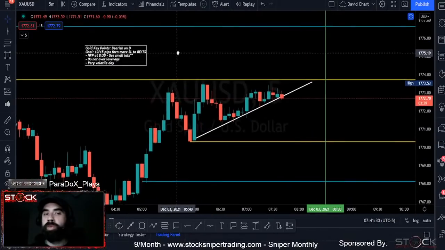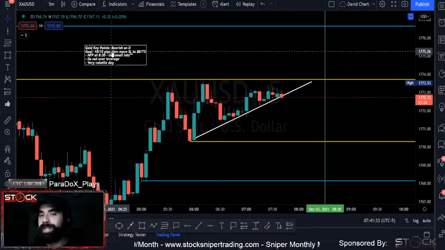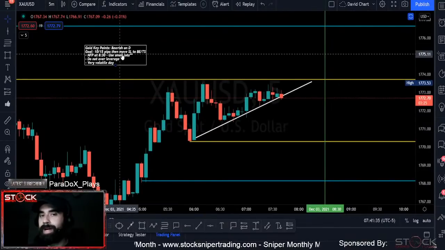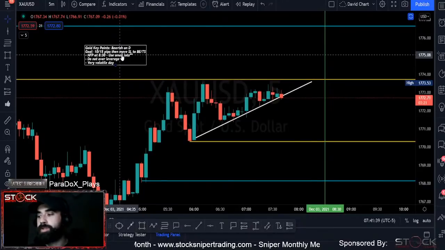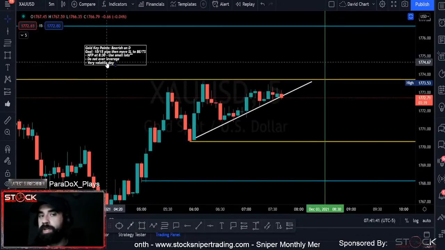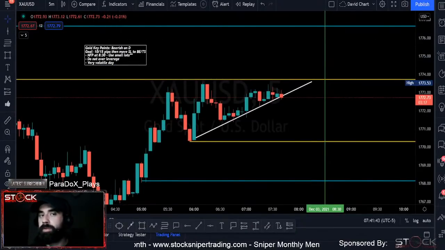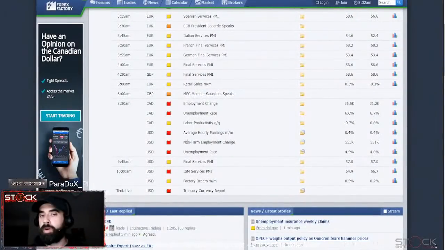Okay, guys, so the key points: bearish on the daily. Our goal is 10 to 15 pips. Once you have this, you move your stop loss to break even. You can either do a trailing stop or just take your profit, whatever you decide. NFP is at 8:30. For the new people just signing in, it's non-farm employment change. If you click on the folder, it says NFP. We also have the unemployment rate. This is massive too, guys. We talk about NFP, but you also have to remember the unemployment rate of the US is going to be insane.